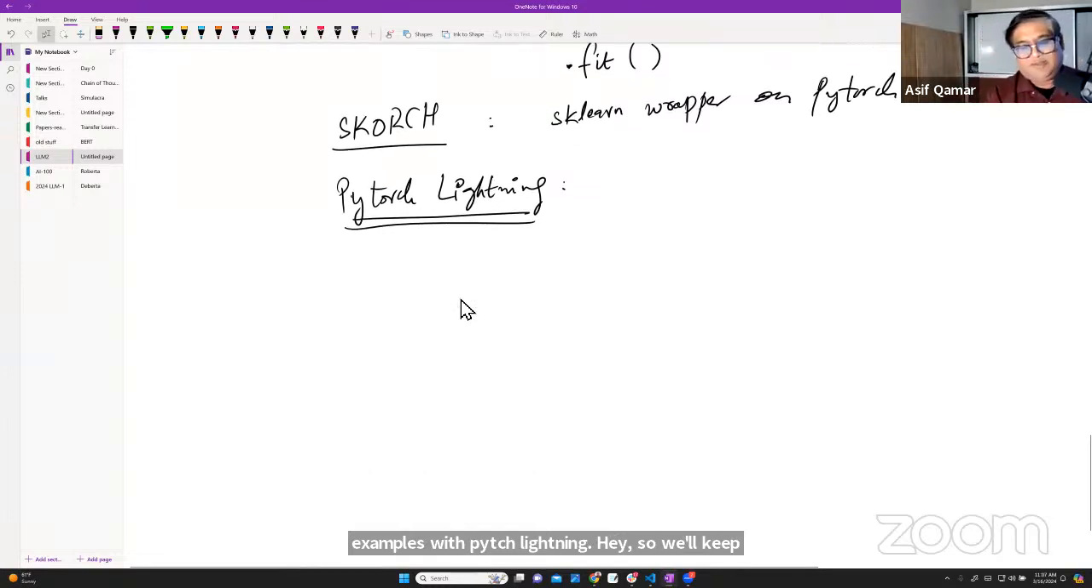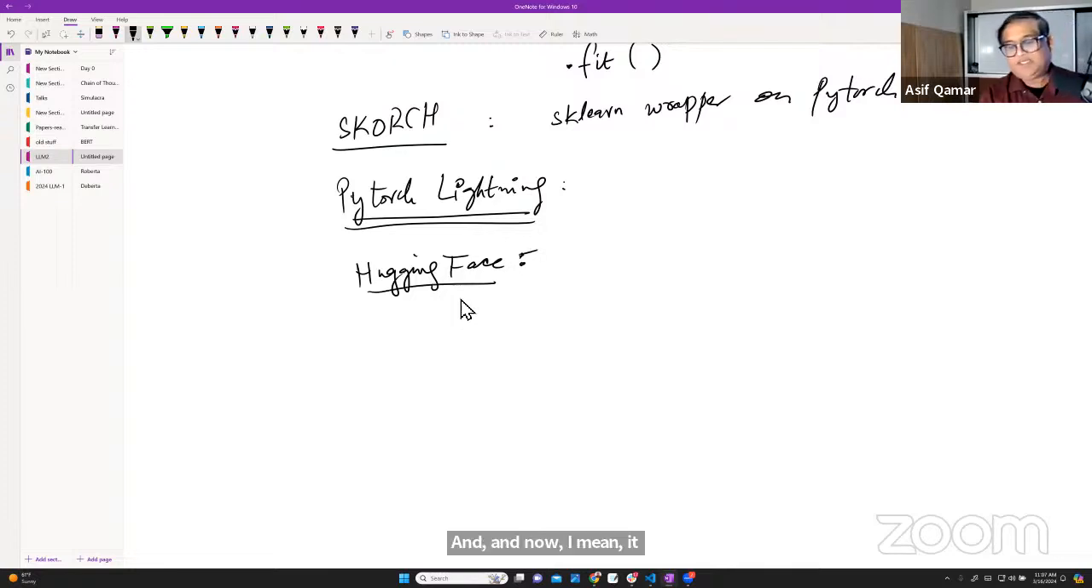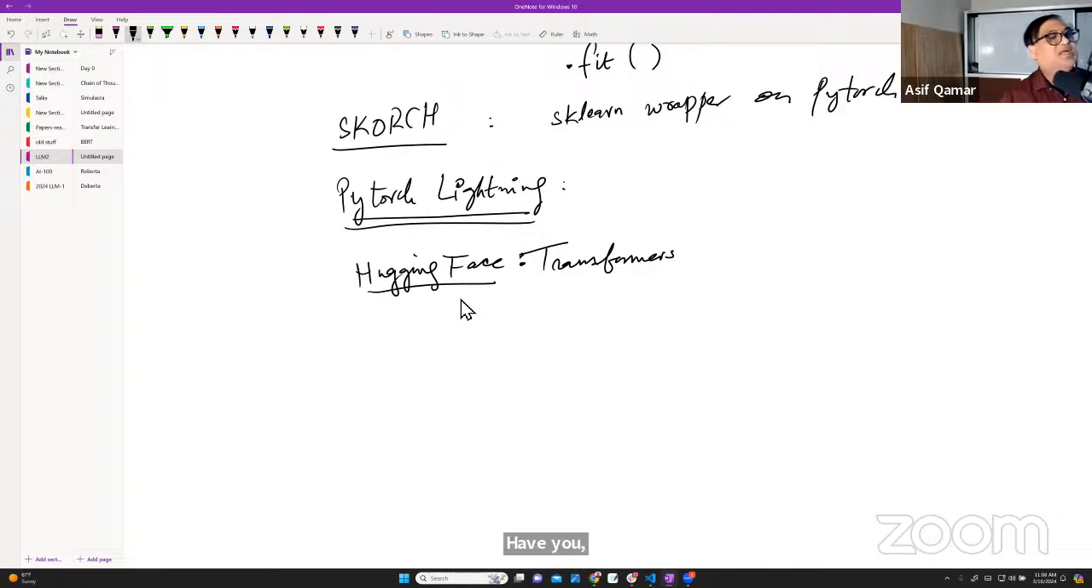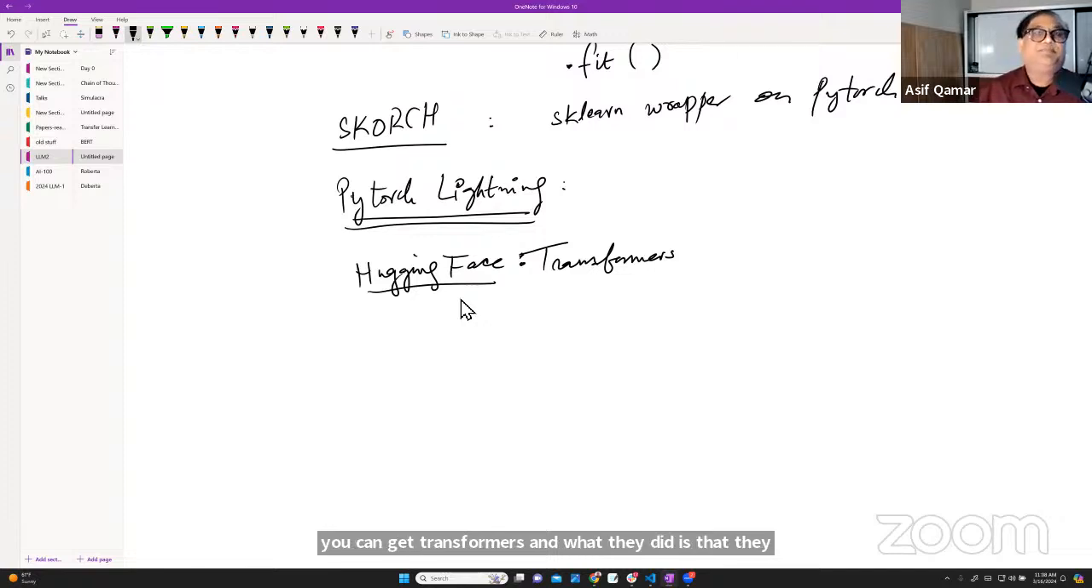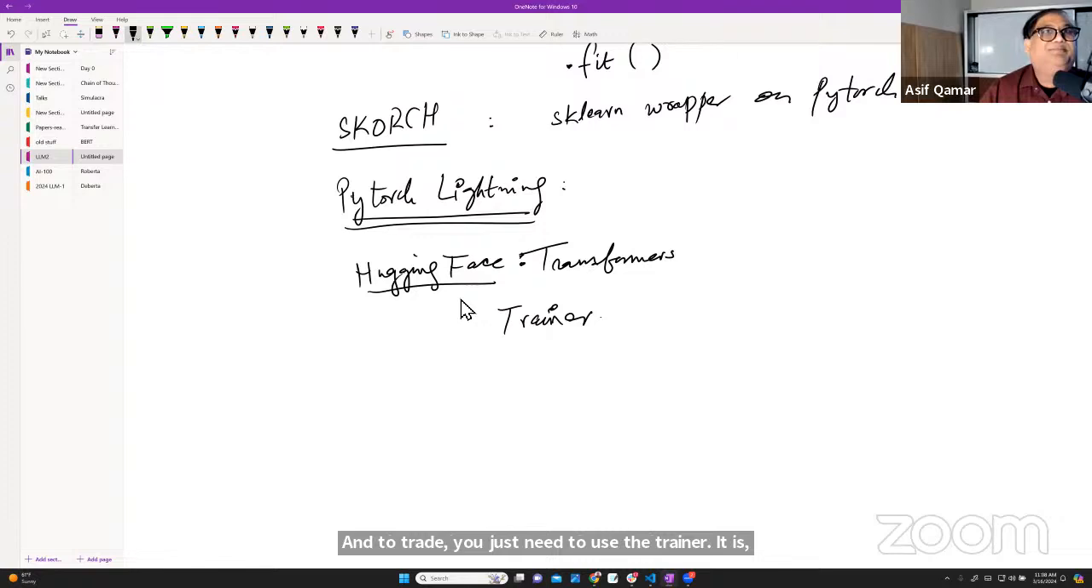Then the next thing you can do, when you're tuning or training a model nowadays, especially if you're dealing with transformers, is use Hugging Face. Hugging Face started out as a repository of transformers. You could get transformers, and what they did is standardize the API over transformers. To train, you just need to use the Trainer. It again is a simplification layer over even PyTorch, right?